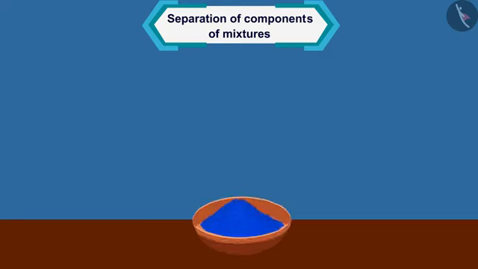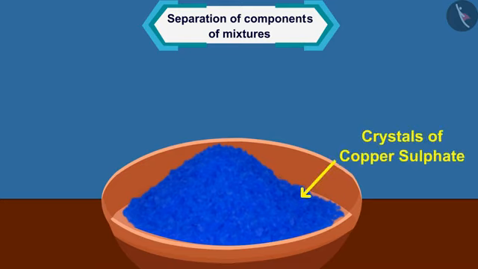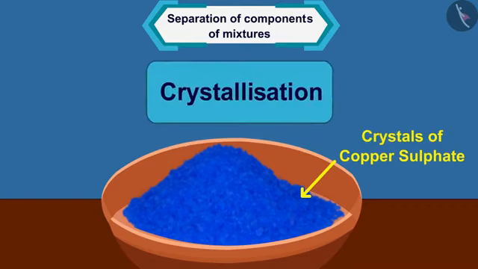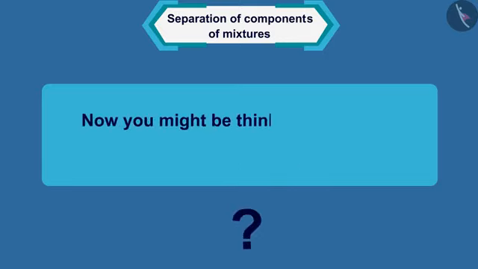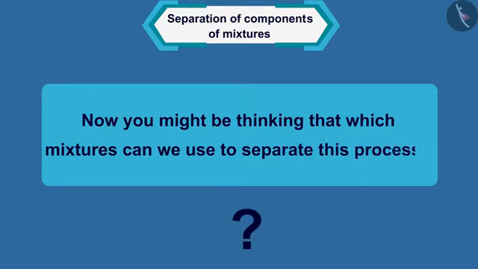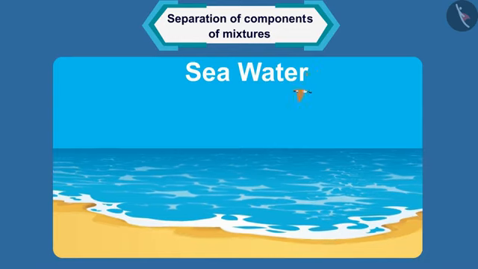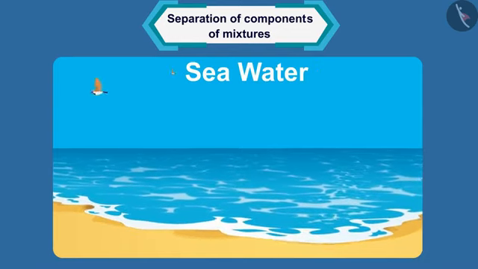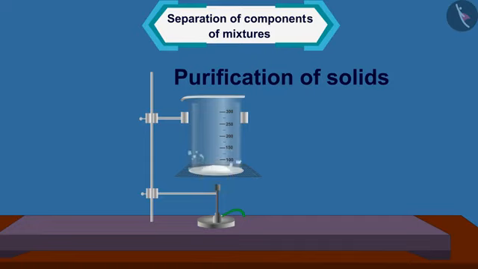What do you see? We can see that there are crystals of copper sulfate in the ceramic cup. This process is called crystallization. Now you might be thinking, which mixtures can we separate by using this process? We can use crystallization to purify salt. For example, when receiving salt from seawater, it may contain many impurities. The crystallization method is used to remove these impurities. Crystallization is the method by which pure solids in the form of crystals are separated from the solution.